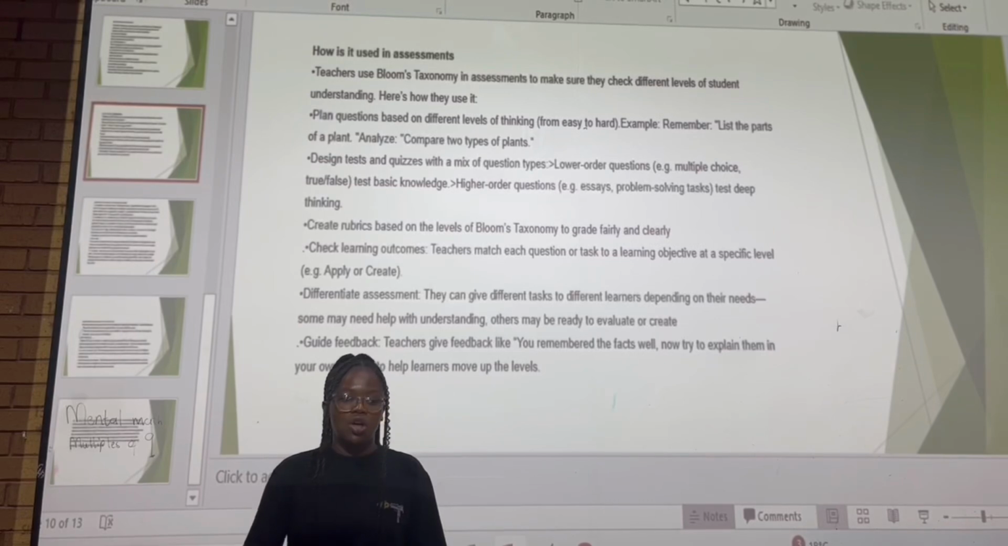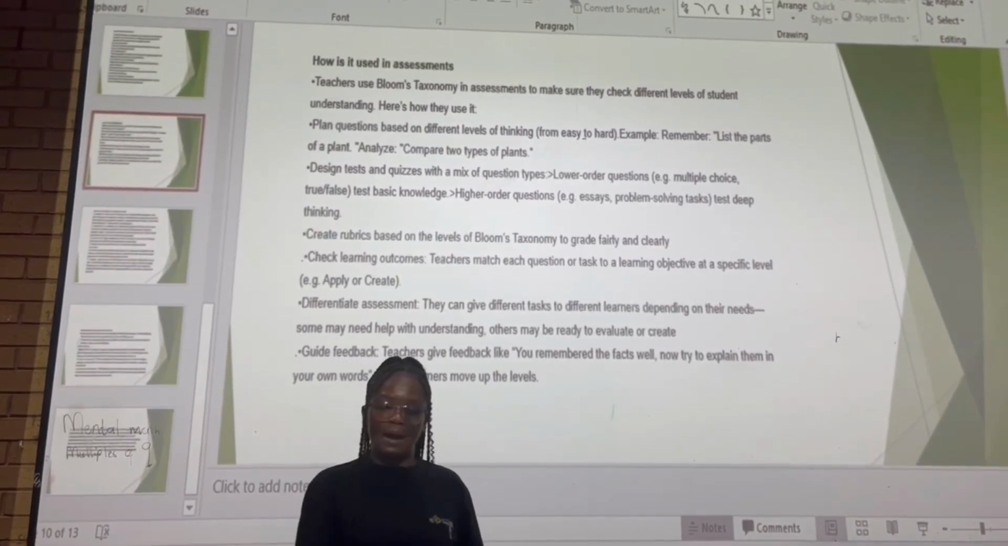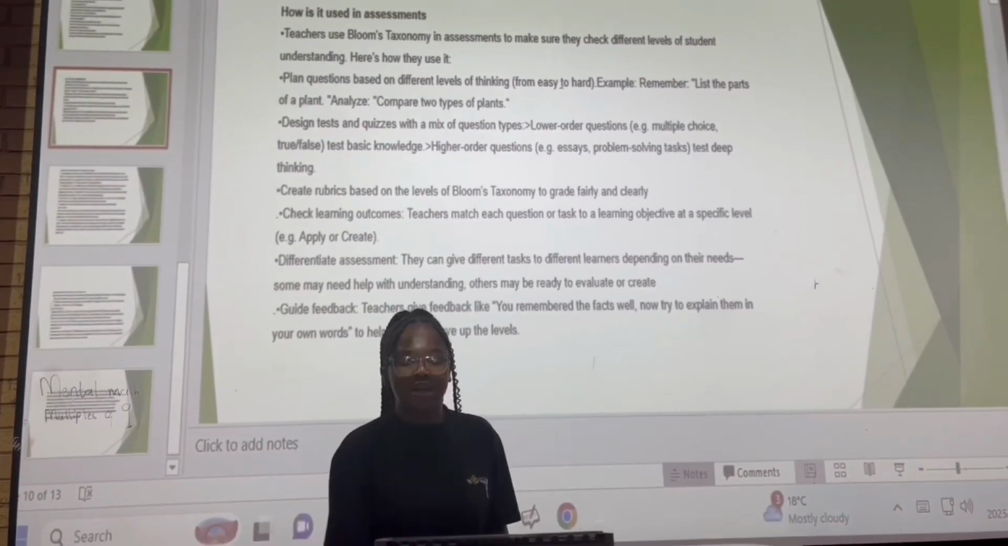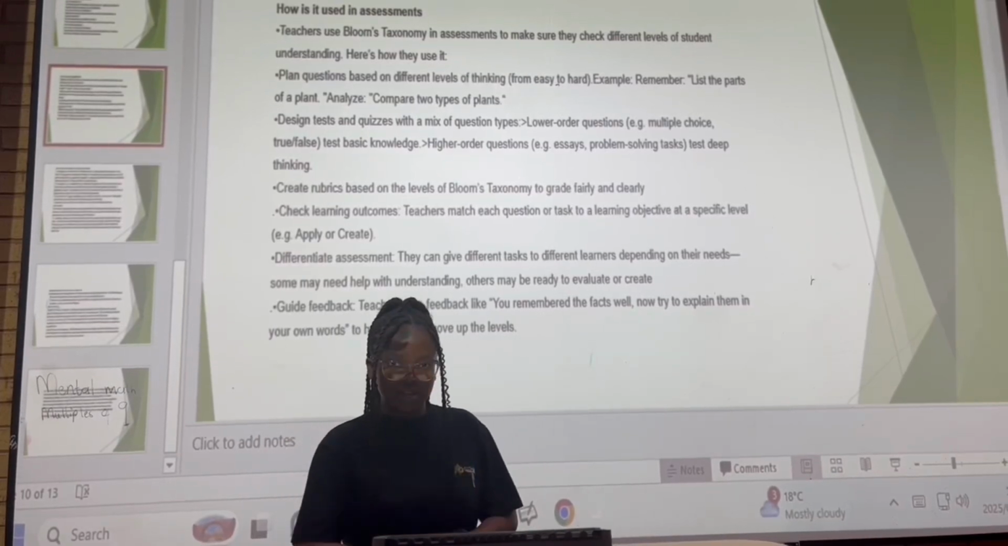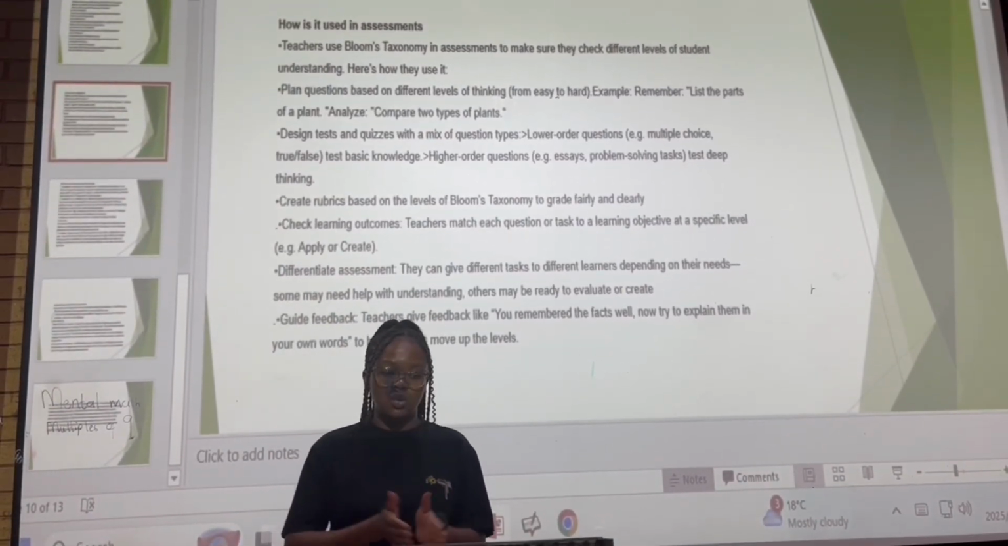Teachers match each question or task with a learning objective at a specific level, for example apply or create. They also use it to differentiate assessments. They give different types of tasks to different learners depending on their specific needs. Some may need help with understanding and some may be ready to evaluate or create.